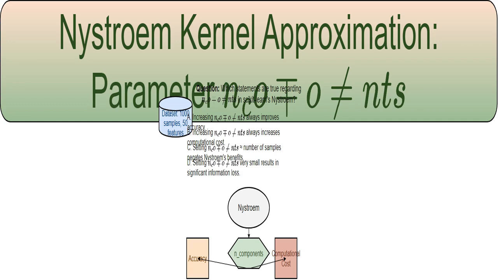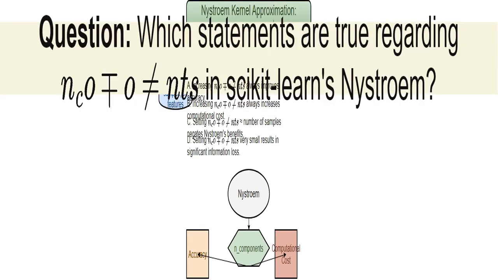The n_components parameter controls the size of this subset. Think of it as choosing a representative sample from your data to work with. I agree. A larger n_components means I use a larger subset of my data for the approximation. That means I have more computations to do, which naturally increases the computational cost.